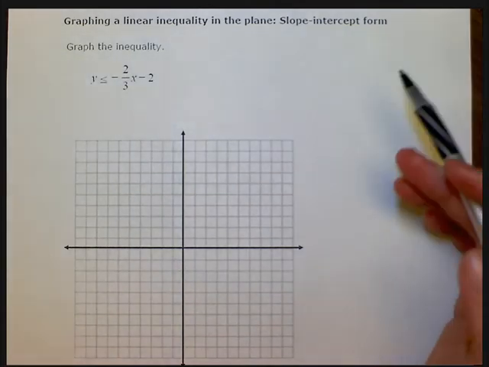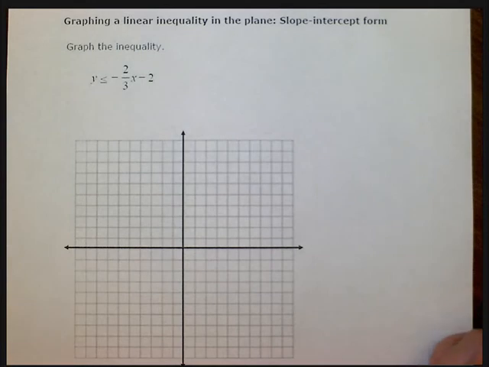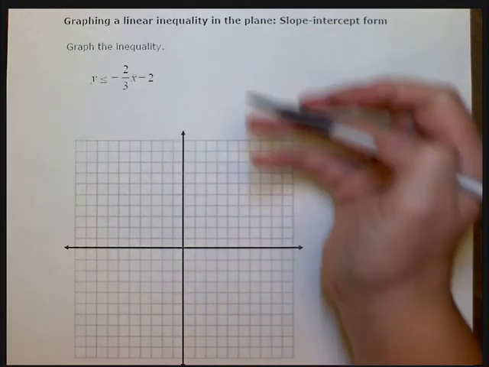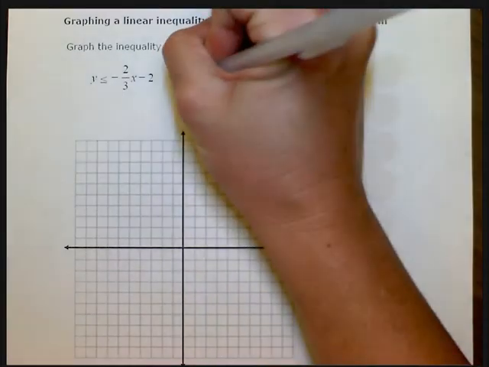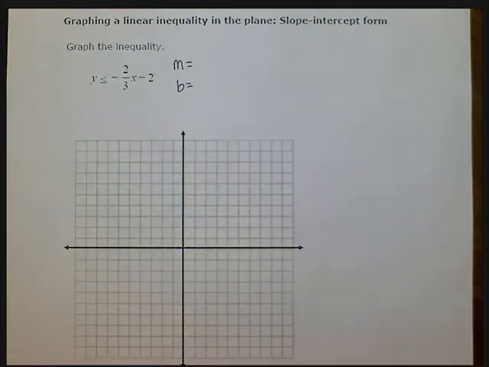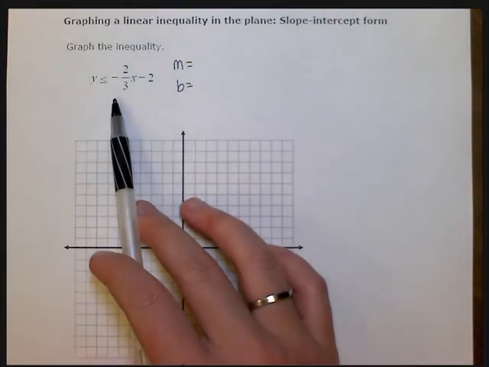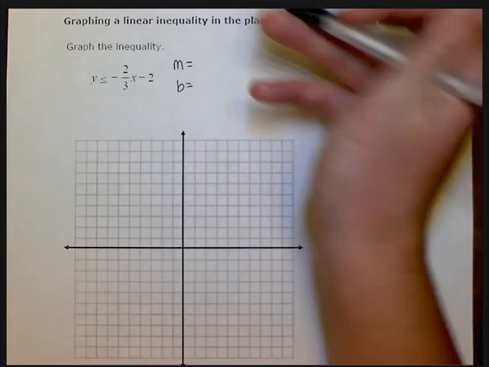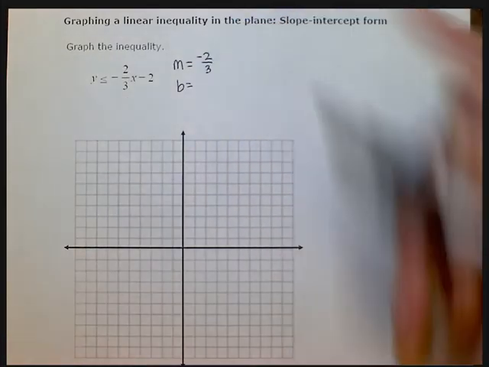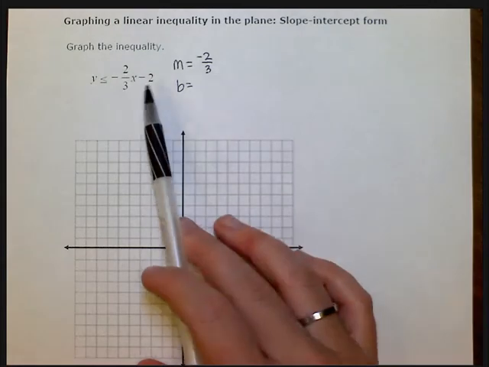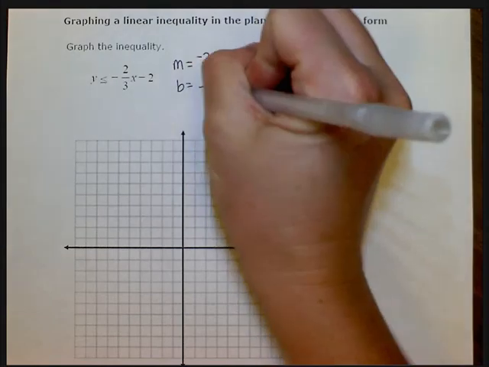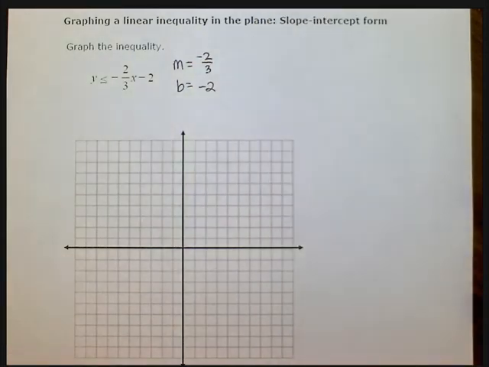Now, we notice right away that this is in fact in slope-intercept form. So I'm going to begin as if I were just graphing a regular line that said y equals negative 2/3 x minus 2. So I need to know my slope and I need to know my y-intercept in order to graph the line. Looking at this inequality, I know that my slope is the coefficient of x, or the number being multiplied by x. So in this case, my slope is negative 2/3. I know that my y-intercept is the constant, or the number by itself. So in this case, negative 2. Now I have enough information to graph the line.